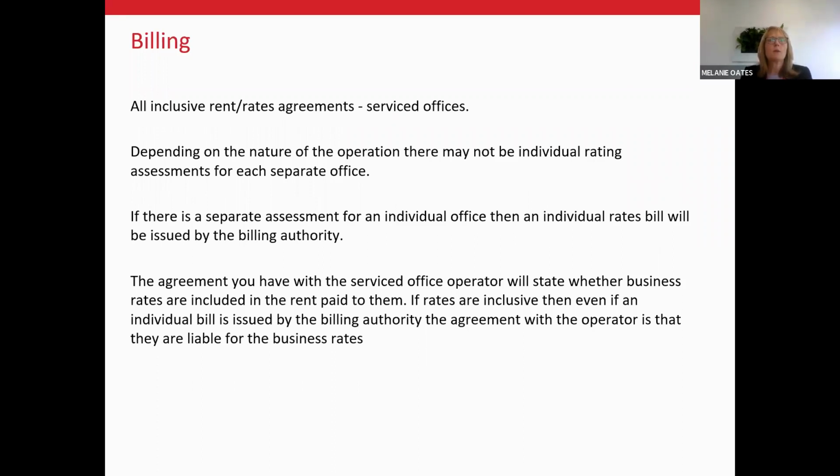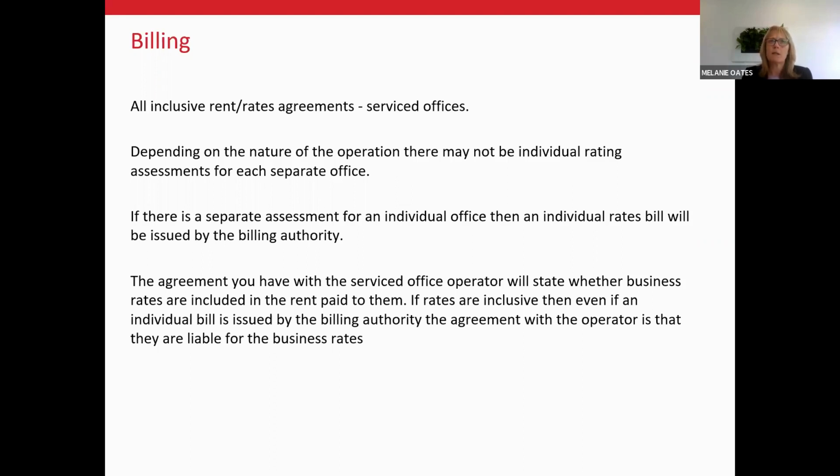I've included this because there may be situations where you have an all-inclusive rent and rates agreement, and one of the easiest examples to understand is serviced offices. Depending on the nature of the operation of the serviced office, there may not be individual rating assessments for each separate office at all. And if there isn't, there'll be one bill for the whole suite, and the landlord will discharge that, and you'll be paying a proportion of that through your rent and rates inclusive agreement.